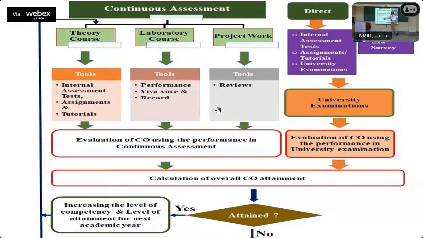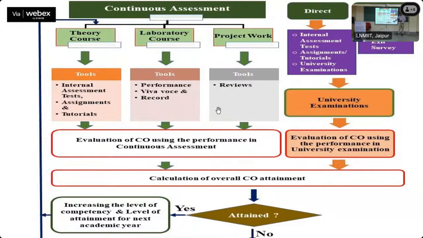So then we have evaluation of CO using the performance in continuous assessment. Okay, and then calculation of overall CO attainment. That will come from another direction, that is, direct attainment and indirect attainment. I am going fast because I need an interaction session. For indirect attainment, we have university examinations or interim examinations, and that will also give some attainment. Because this is a continuous assessment process and this is an end semester assessment process, both will come together at the calculation of the overall CO attainment.